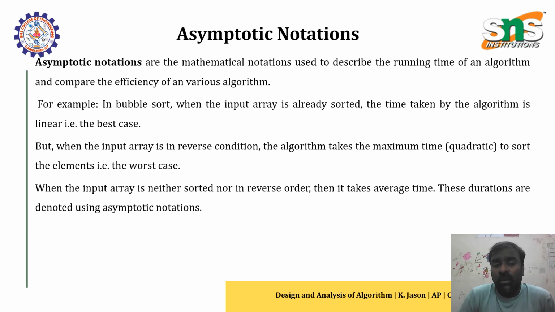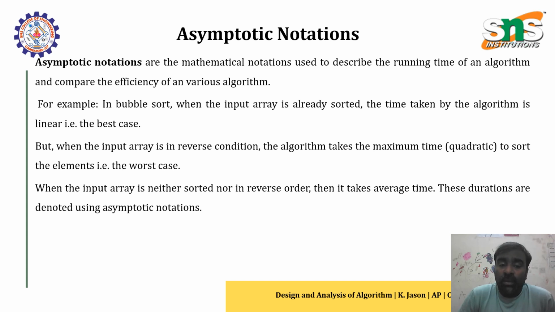Running time of an algorithm means whether we take it as order of 1, order of n, order of n square, order of root n, order of log n, order of log n square, likewise. So you have to describe the mathematical notation. For example, in bubble sort, when the input array is always sorted, the time taken by the algorithm is linear. That is the best case.